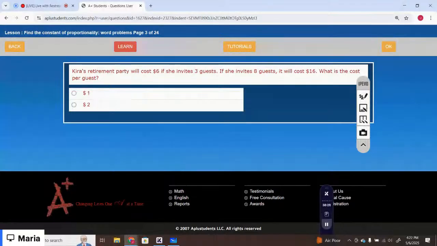Laura's retirement party will cost $6 if she invites three guests. If she invites eight guests, it will cost $16. What is the cost per guest?